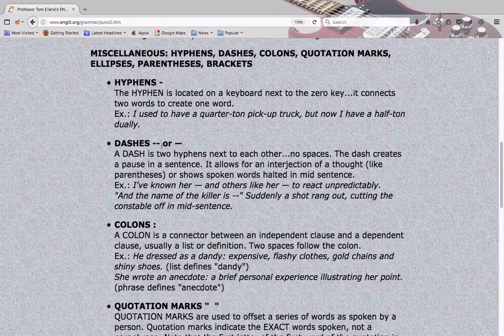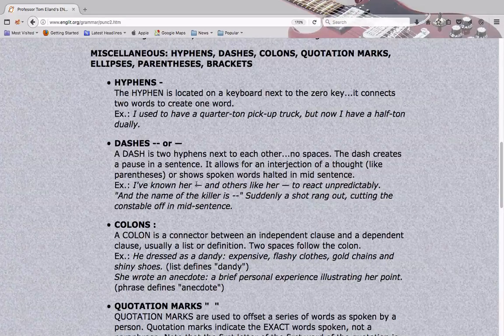The dash is longer, and the dash would either be putting two hyphens together or going into your Microsoft Word symbol section and finding the one that you will find in books, which is a longer one. You'll notice that there's a significant difference between what this looks like and what this looks like, and certainly that's what the dash looks like when you put it into your essay. The dash separates words, and it's designed to create a pause, and so you'd have phrases like "I've known her, dash" and others like her to react unpredictably.